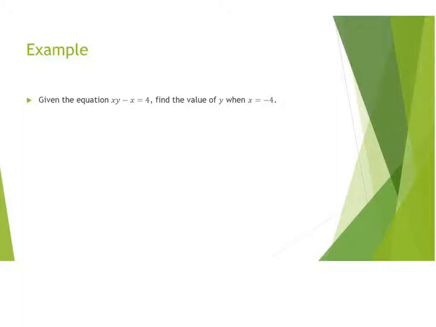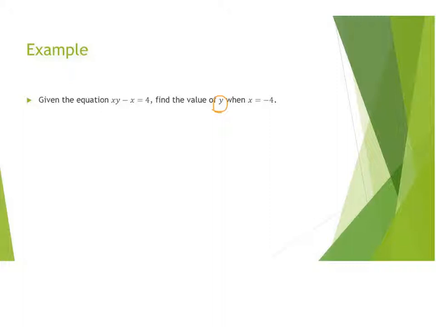So our last one here, given this equation xy minus x equals 4, we want to find the value of y when x is negative 4. And there's two ways you can do it. You can go ahead and plug in negative 4 for x right now and then just kind of whittle it down and solve for y. I prefer, though, to get whatever variable I'm solving for by itself.